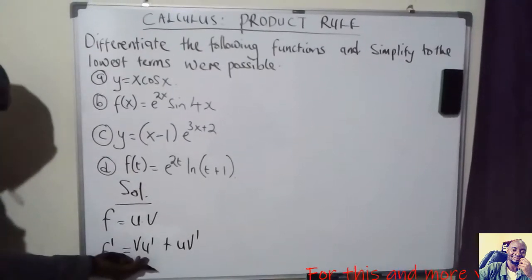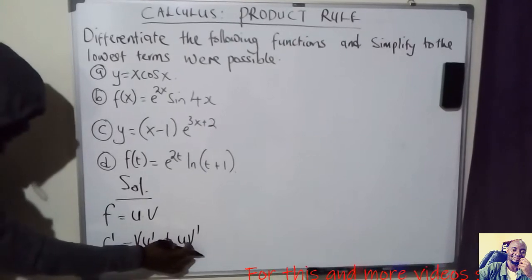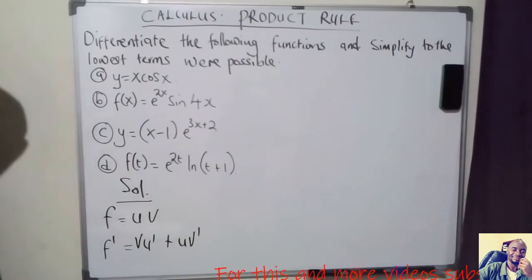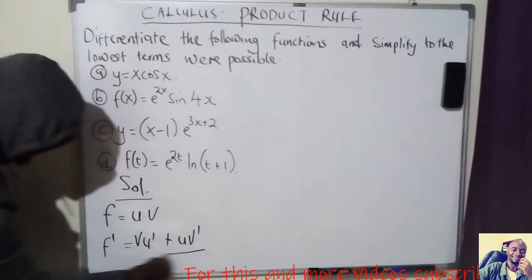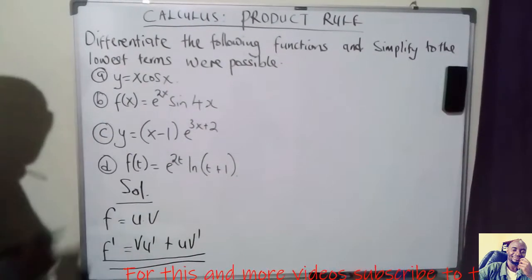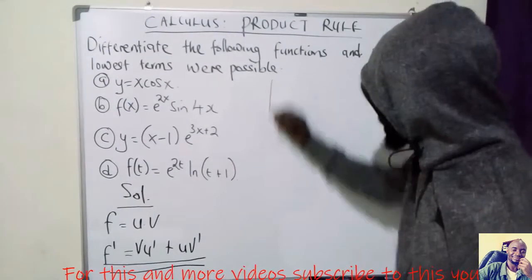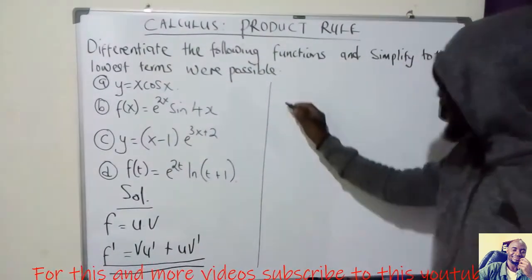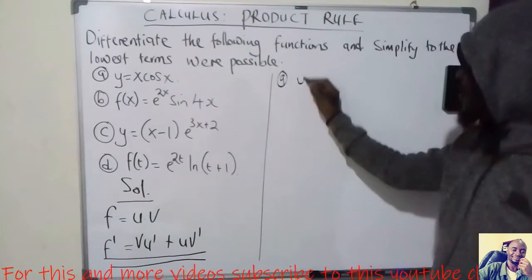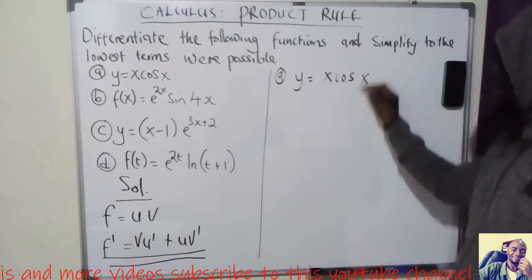So here when I say u prime, it means we have to differentiate u, and when I say v prime, we have to differentiate v. This is what we call the product rule, and this is what you're going to use to differentiate these functions. I'm going to start by solving the first one, which is a. We have a, y is equal to x cos x.